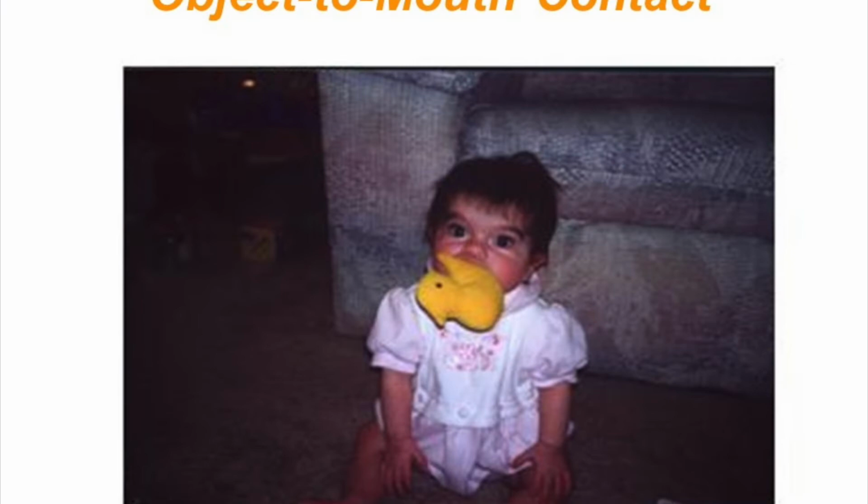Now the next slide, we're going to look at object-to-mouth contact. And again, this is the same girl. Here the concern is the kid has innocently placed a rubber ducky in her mouth, and the concern there is that phthalates in the rubber ducky are toxic. And this is another pathway that the kids might be exposed to, not just hand to mouth, but directly putting an object into their mouths.